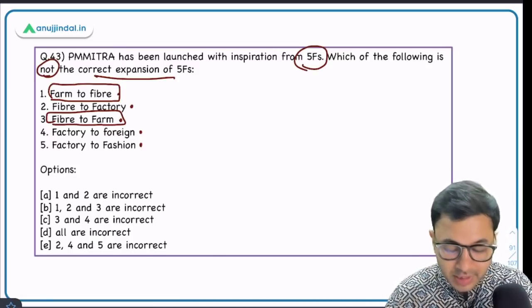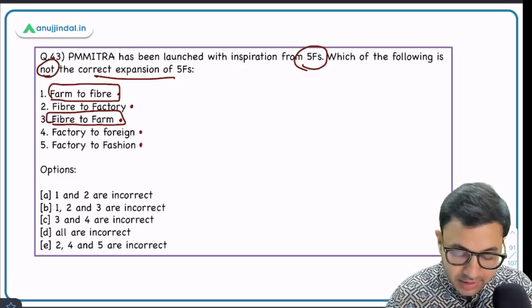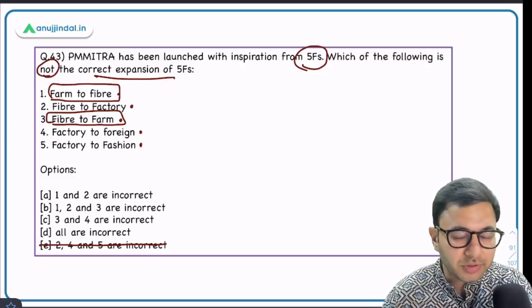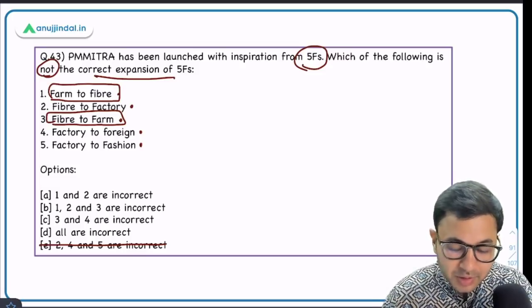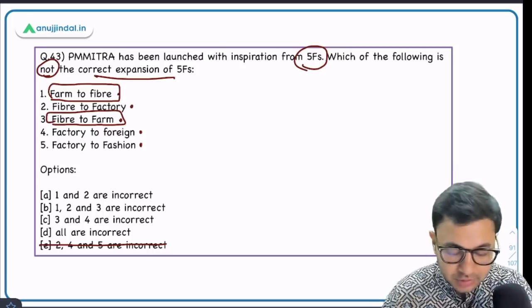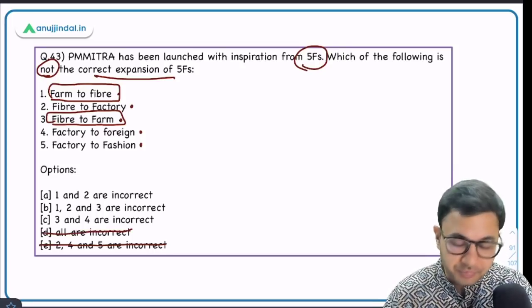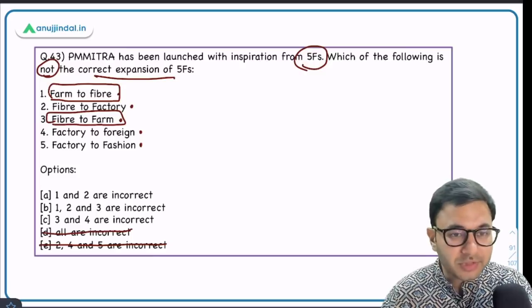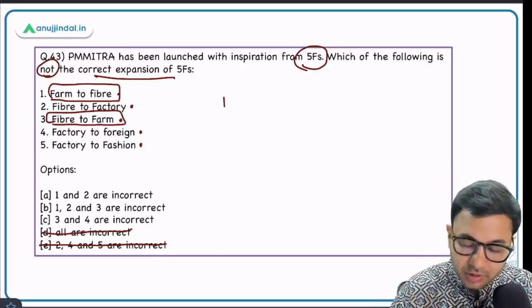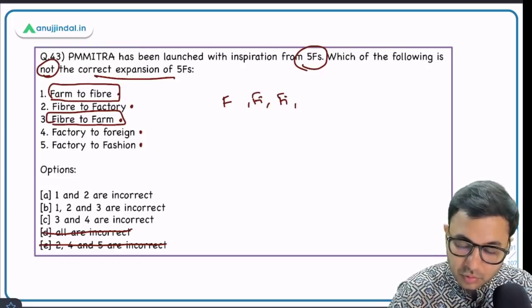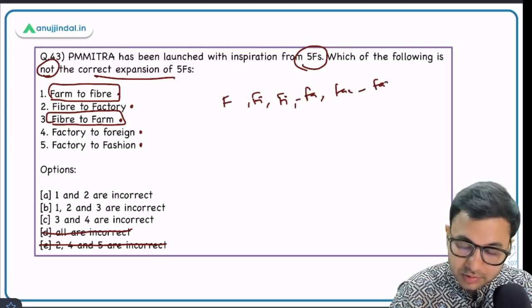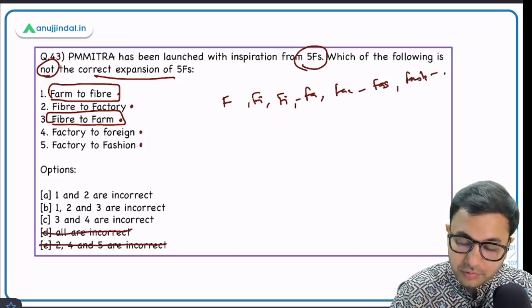So one or three has to be there. One or three, one of these has to be there, here neither is present, 2, 4, 5. So we eliminate this option. Okay. Farm to fiber, fiber to farm, one has to be correct, one has to be incorrect. So D is also out. So we're left with A, B, and C. Okay. I hope you have reached the answer till now. The correct one is farm to fiber, then fiber to factory, then factory to fashion, then fashion to farm.